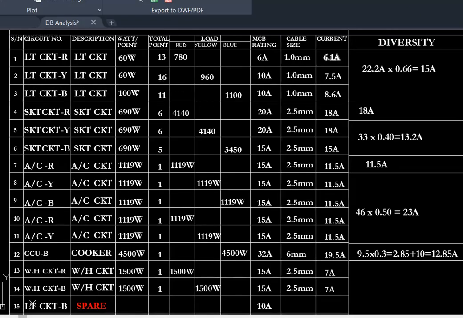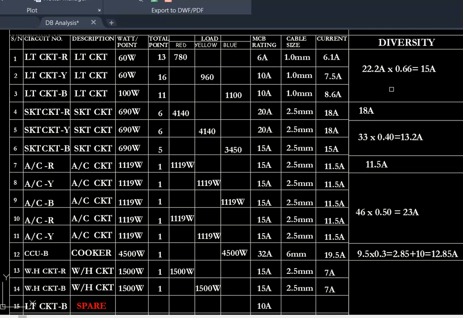All right. Now keep this table and come back here. We have 6.1 amperes, 7.5 amps, 8.6 amps, respectively for the 3 circuits. So total them together, so we apply the diversity factor. If you total them, you're going to have 22.2 amps.